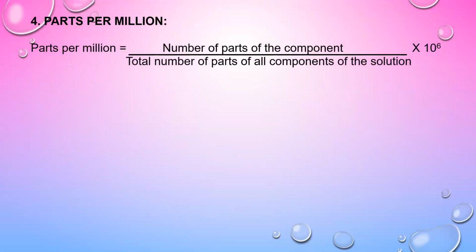Next comes parts per million. How do we calculate parts per million? Many a time, parts per million means 10 raised to 6, 1 part per million. That is ppm. So the number of parts of the component upon the total number of parts of all components of the solution, into 10 raised to 6, will give you parts per million. Many a time we use this unit when we want to calculate TDS, that is total dissolved salt present in the water. At that moment, we require this kind of unit, that is ppm, and again to check the purity of water.